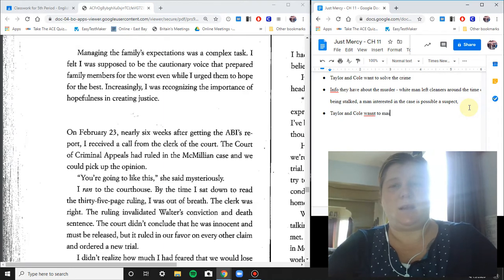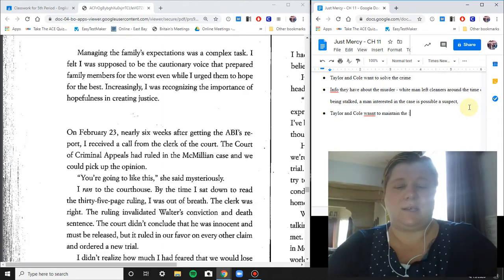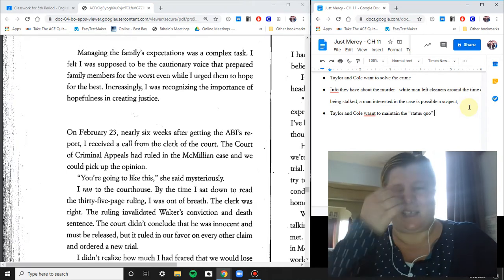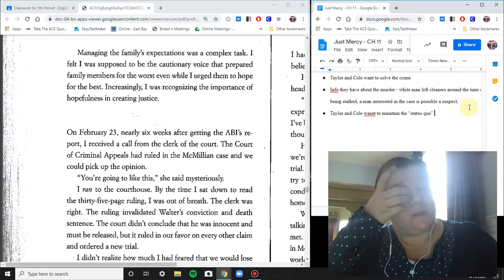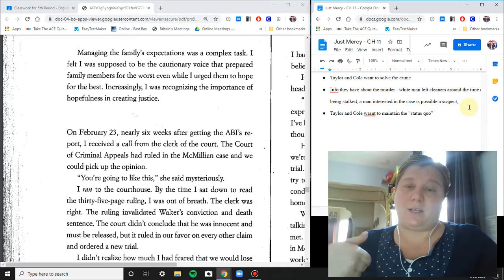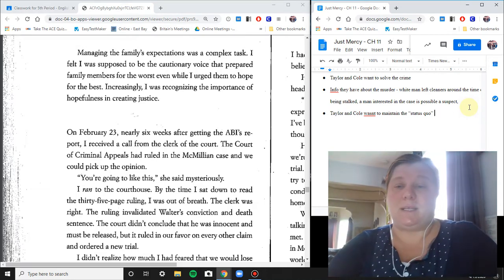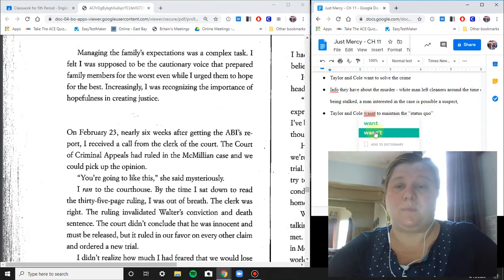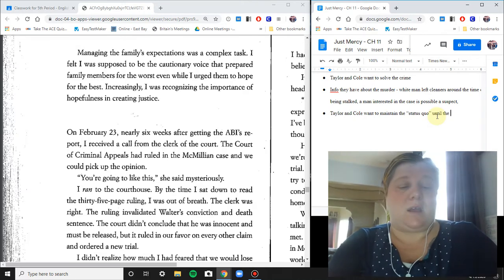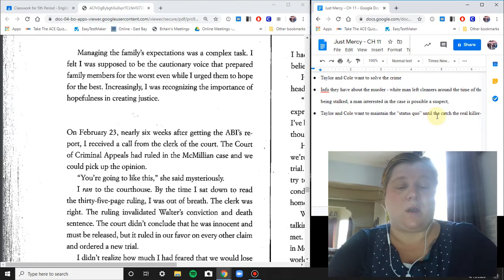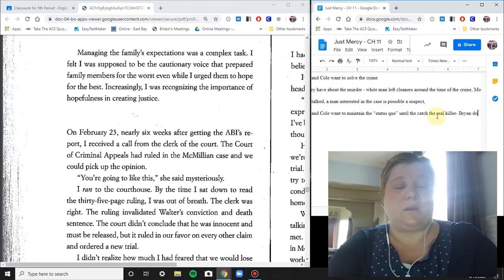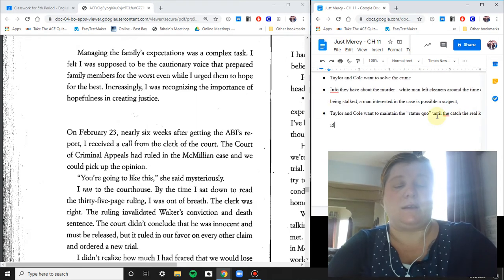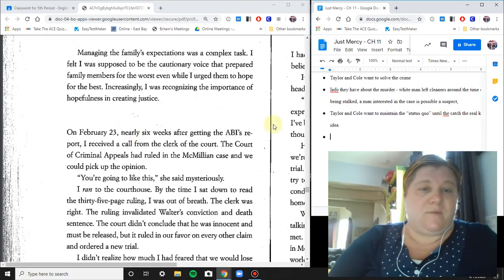Taylor and Cole want to maintain the status quo. I think that means everything how it is. It's Latin for something. But maintaining the status quo, not changing anything, means leaving Walter in jail. Taylor and Cole want to maintain the status quo until they catch the real killer. Brian doesn't like that idea.